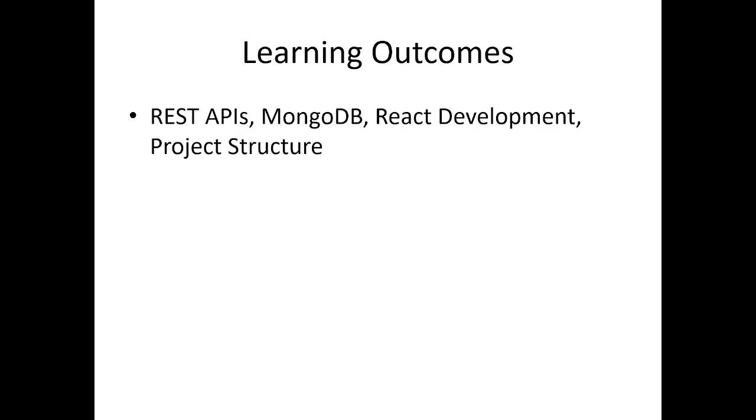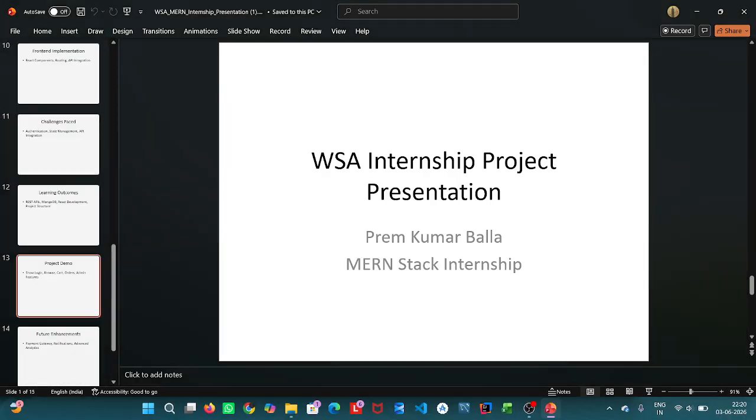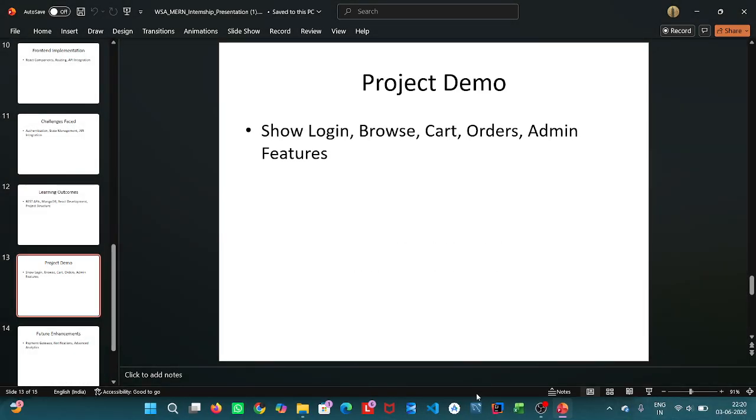Learning outcomes come with REST APIs, which include the methods of creating: PUT request, POST request, DELETE request, PATCH request, and GET request, developed using MongoDB and React development. And now the project structure and the project demo. Now I will show the login feature. Okay, let us see the project structure.